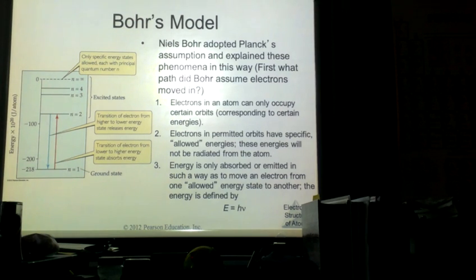Number 3, it says the energy is only absorbed or emitted in such a way as to move an electron from one allowed energy state to another. I totally agree with this as well, and really these 3 things are saying the same thing. I have to have a specific discrete amount of quanta that is absorbed by the electron before I can move that electron to a new energy level, and then it has to emit an energy of that same amount, of that same quanta, so that way it can go back down to ground state or to a lower energy level.